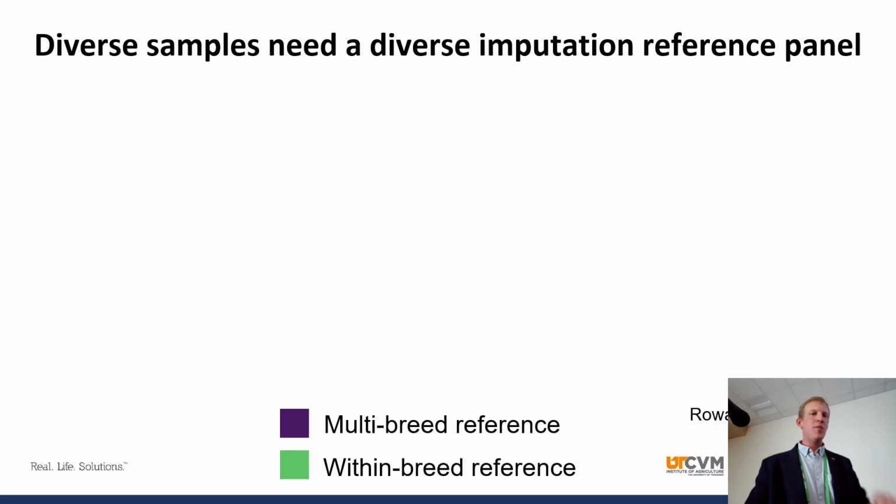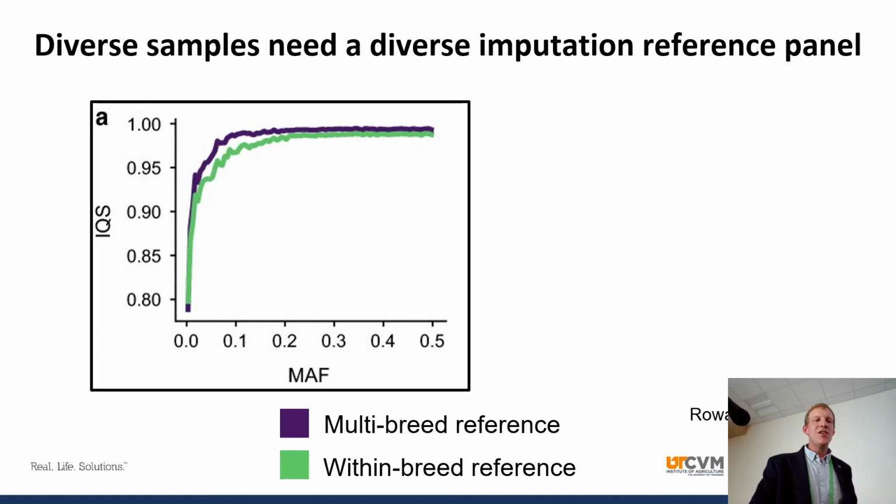Just to share a little bit of data here in the last little bit that I have to talk, diverse samples need a diverse imputation reference panel. So this is looking at a group of about 50 Gelbvieh animals that we had high density chip genotypes on, and we downsample them to a 50K set of SNPs. We do imputation and we ask how high a quality is the imputation as we look across the minor allele frequency spectrum, right? So these are very common alleles out here, and these are more rare alleles as we move back over to the left of this graph.